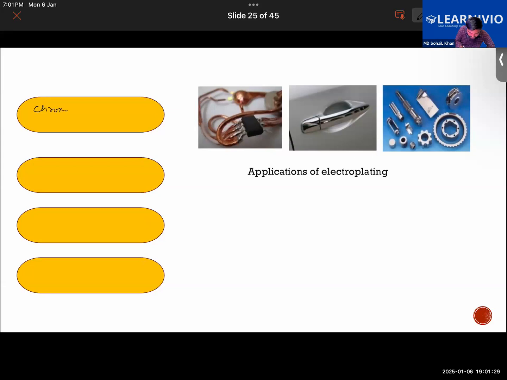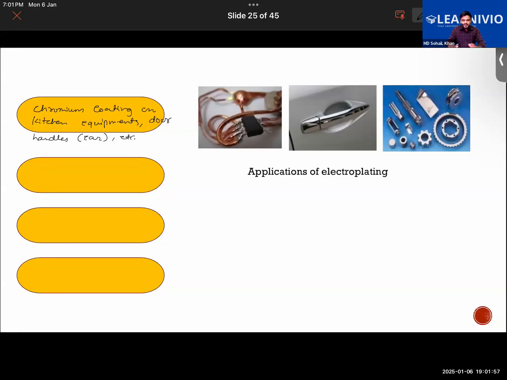Chromium coating is used on kitchen parts, or kitchen equipment, door handles like that of a car, etc. That is the case. It is basically to give a shiny appearance.